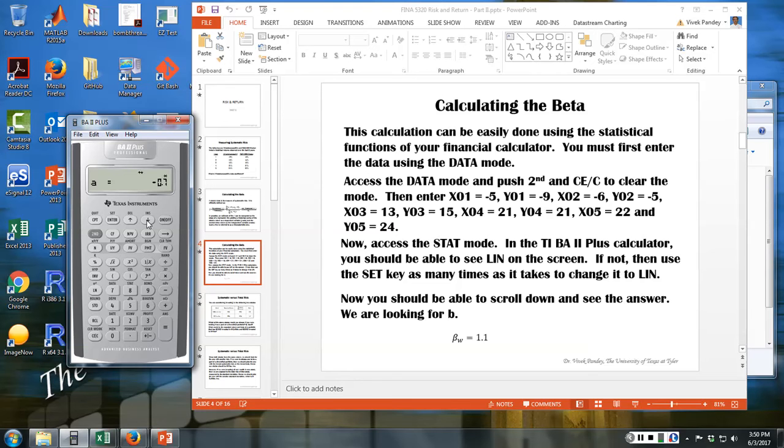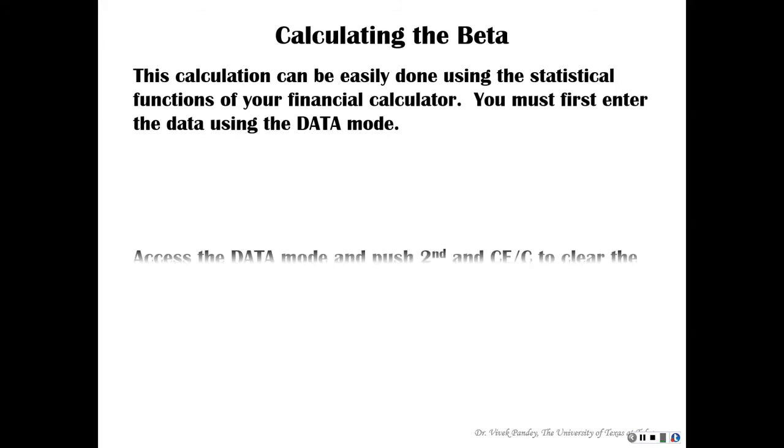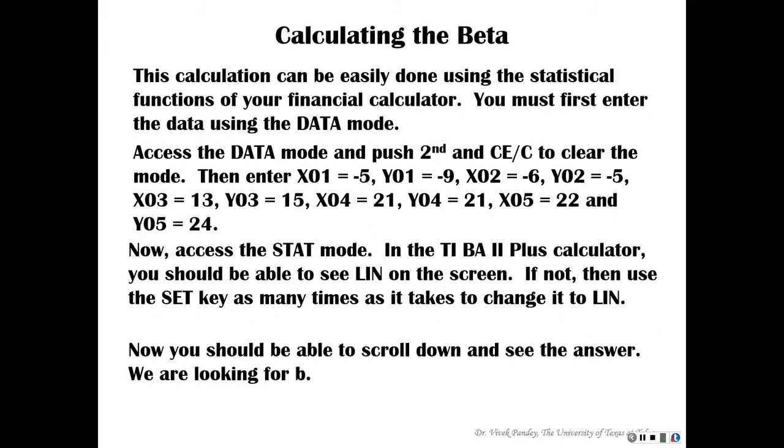So we're looking at a straight line whose intercept is at minus 0.7, but that's not important right now. What we're after is this b, which is the slope of the line, and that's the beta that we're looking for. So beta of whatchamacallit mutual fund is 1.1, right? And so that's how you can calculate the beta using your calculator.